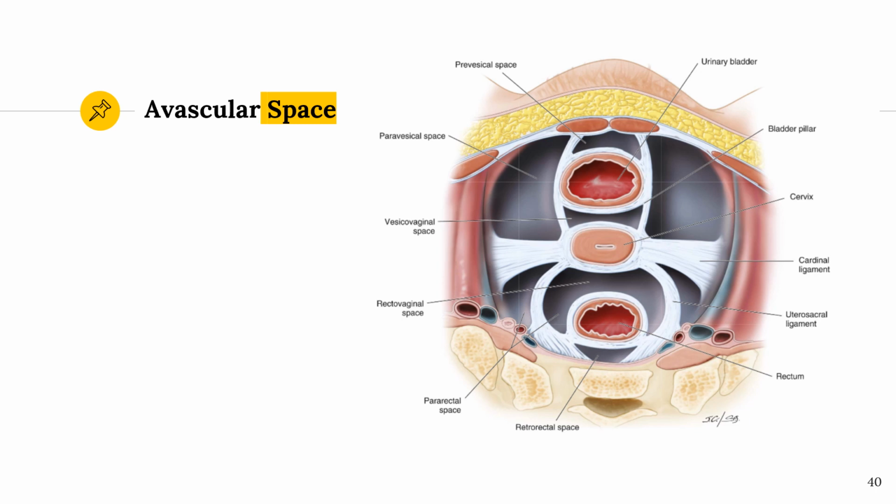As we mentioned earlier, this is the prevesical space or Retzius space where we insert our TVT retropubic needle, because it is safe. There are no blood vessels here, so we can just pass through the needle and it comes out at the abdominal wall incision.